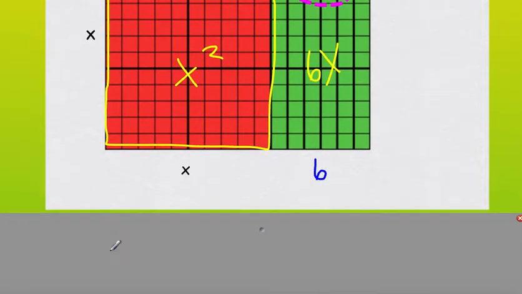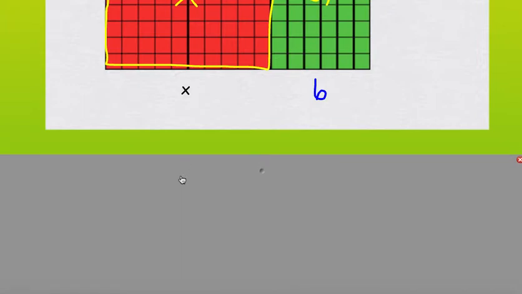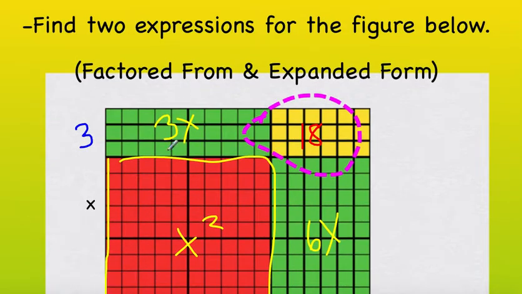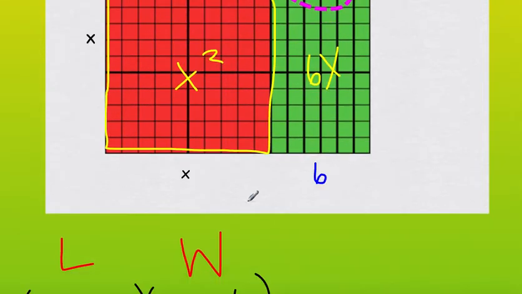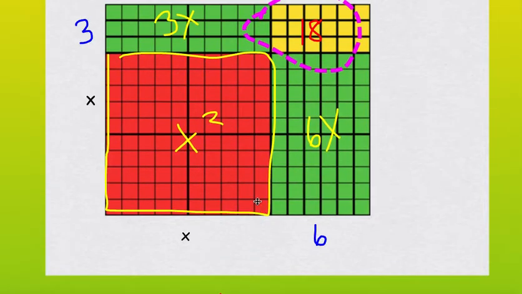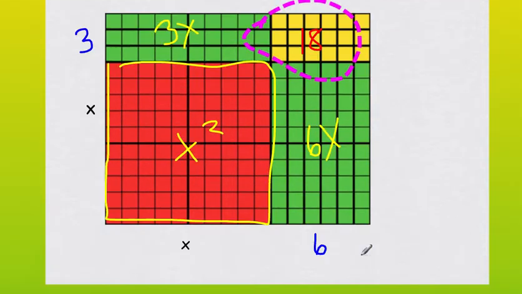So now, like the directions asked, find two expressions for the figure below, factored form and expanded form. Our first form is going to be the length and the width of the big figure. So here's our width and here's our length. So we have x plus 3 and x plus 6. We should be pretty comfortable with that. For the second way, our expanded form, we want to add up all of the little areas we found to equal the big square. So let's go ahead and do that.